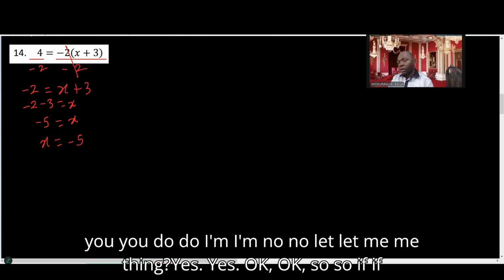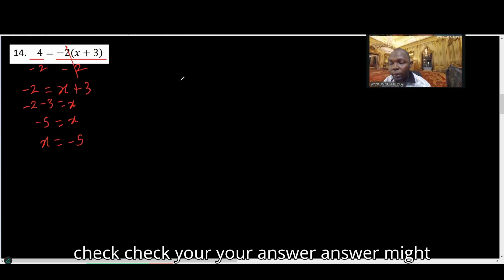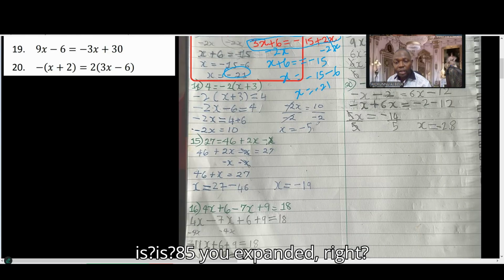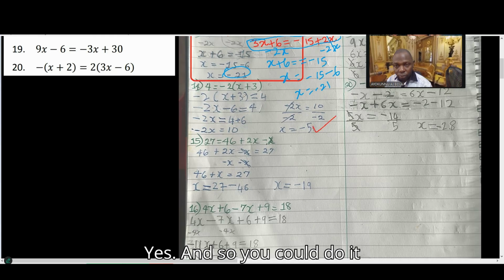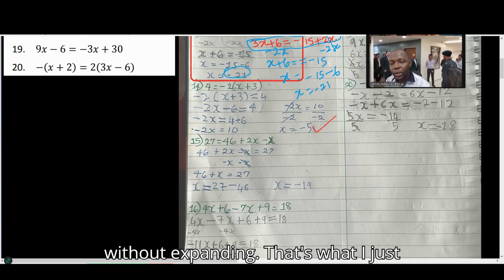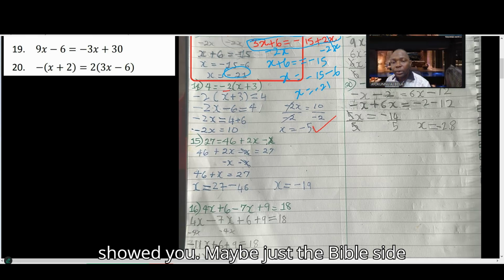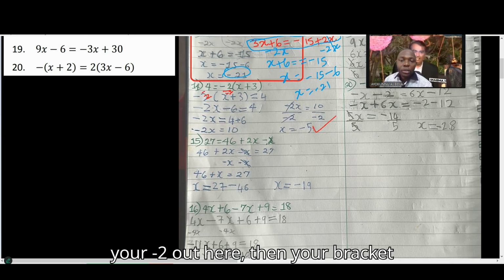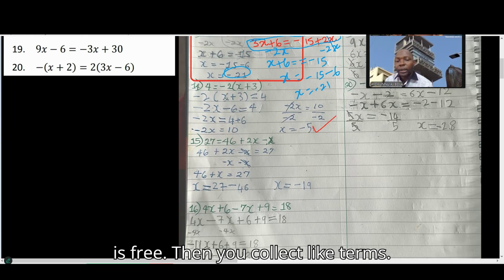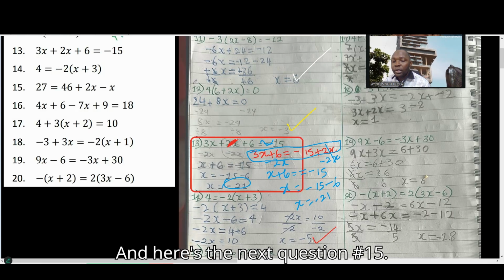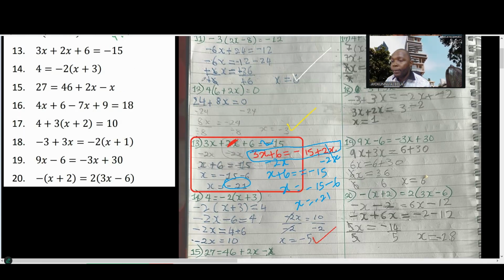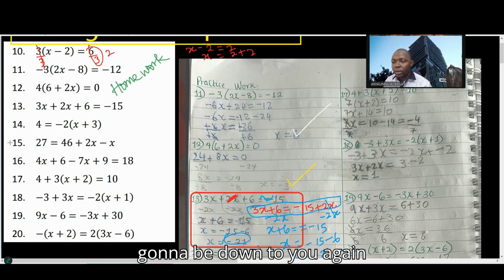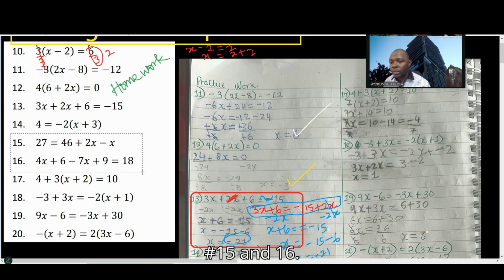Okay. So let me check your answer, which might be correct, which is -5. You expanded, right? Yes. So you could do it without expanding. That's what I just showed you. You could just divide both sides by -2. Then you get your -2 out here. Then your bracket is free. Then you collect like terms and simplify. The next question, number 15. Let me move it down here again. Number 15 and 16.